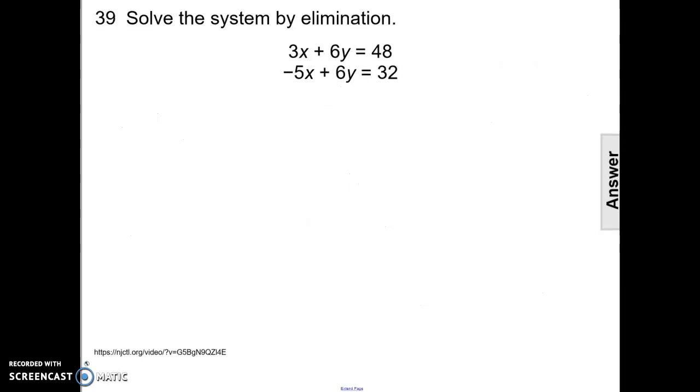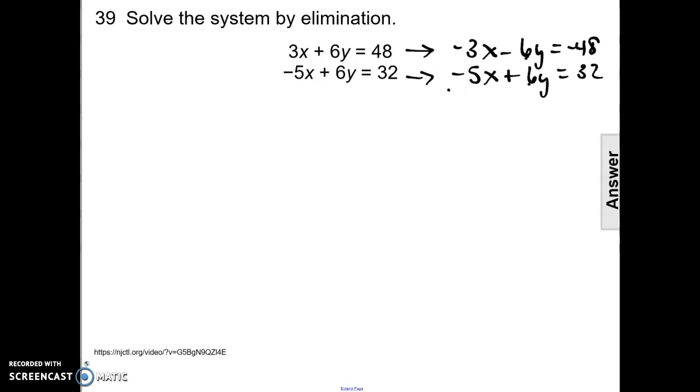So just one more example. 3 and 5, not the same number, can't use them right now. 6 and 6, they are the same number, but they have the same sign. So the first one, I'm just going to change all of the signs in the entire problem. And the second one, I copied directly across without changing any signs. Now I have the same number, opposite signs. When I add these equations, I get negative 8x equals negative 16, and x equals 2.